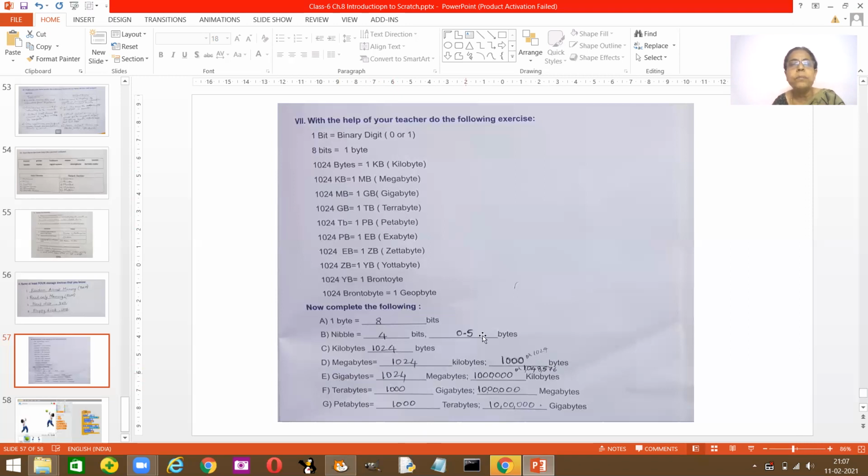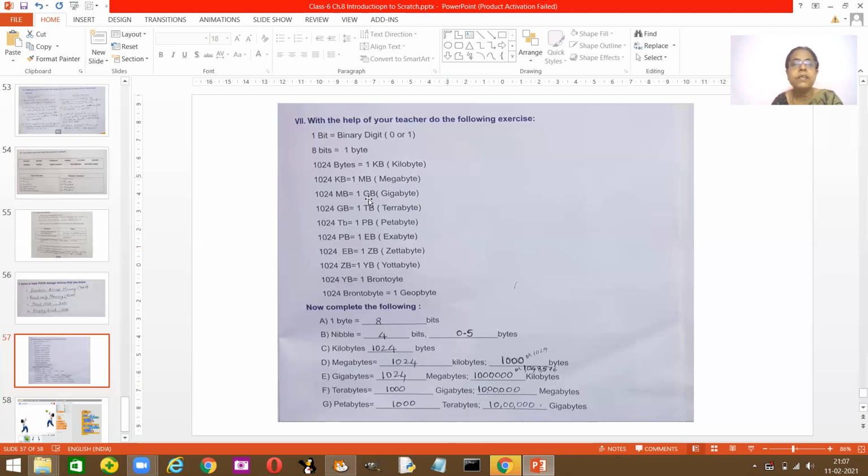Then 1 gigabyte is equal to how many megabytes? 1024 megabytes. And how many kilobytes does it become? So from here, if you jump here, it would become 10 lakh kilobytes. That is doubled. 1, 2, 3, you understand? 100,000, 10,000, lakhs, 10 lakhs. It becomes 10 lakh kilobytes.